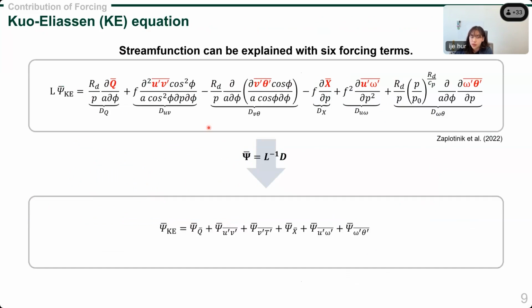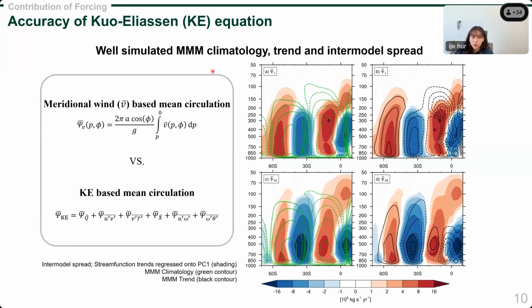Then, using the Kuo-Eliassen equation, we check which forcings induce that spread pattern and how. The stream function can be explained with six forcing terms. Those are diabatic heating, meridional eddy momentum flux, meridional eddy heat flux, and friction. And then we apply the inversion in this equation, so we can quantify the contribution of each term.